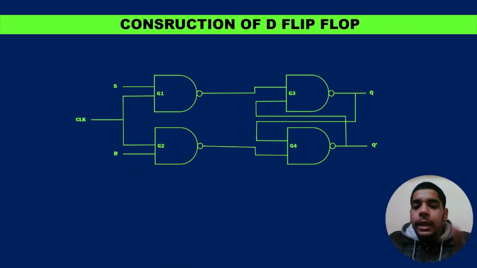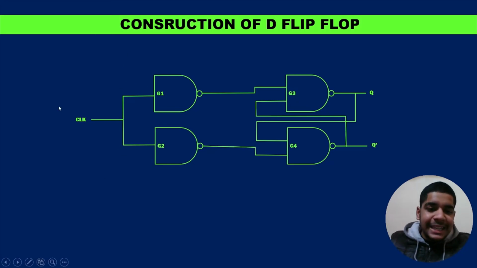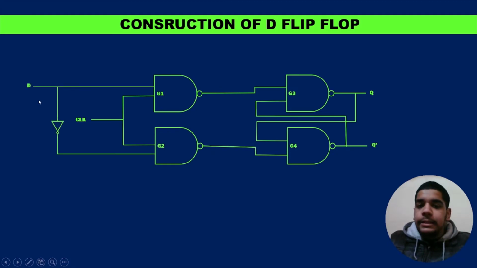Now you may think why I have put the SR flip-flop on the screen, because I would like to tell you that we can construct the D flip-flop from the SR flip-flop. It's the same as the SR flip-flop, but we just make minute changes, and we'll have the D flip-flop. First of all, I'll remove these S and R inputs, and then I'll give the common input as D.